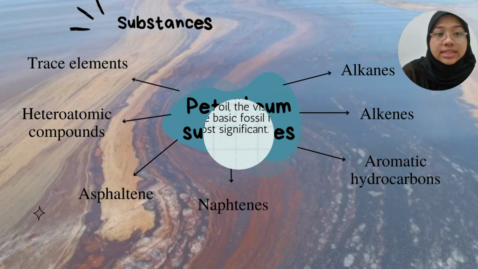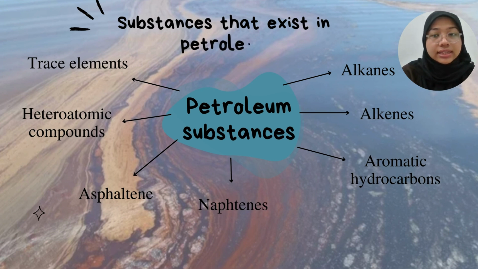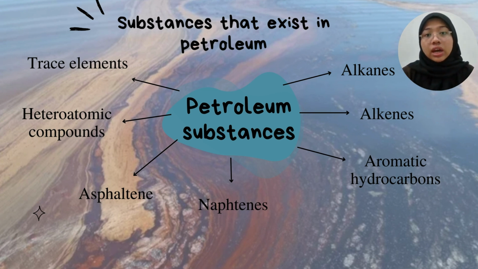There are several substances. First, alkanes, aromatic hydrocarbons, naphthenes, asphaltene, heteroatomic compounds, and also trace elements. So, first of all, alkanes or paraffin. Alkanes are a major constituent of most petroleum products. In petroleum, paraffins are hydrocarbon molecules containing between 20 and 40 carbon atoms. They make up the greatest group of hydrocarbons in petroleum, starting with methane as the most basic substance.